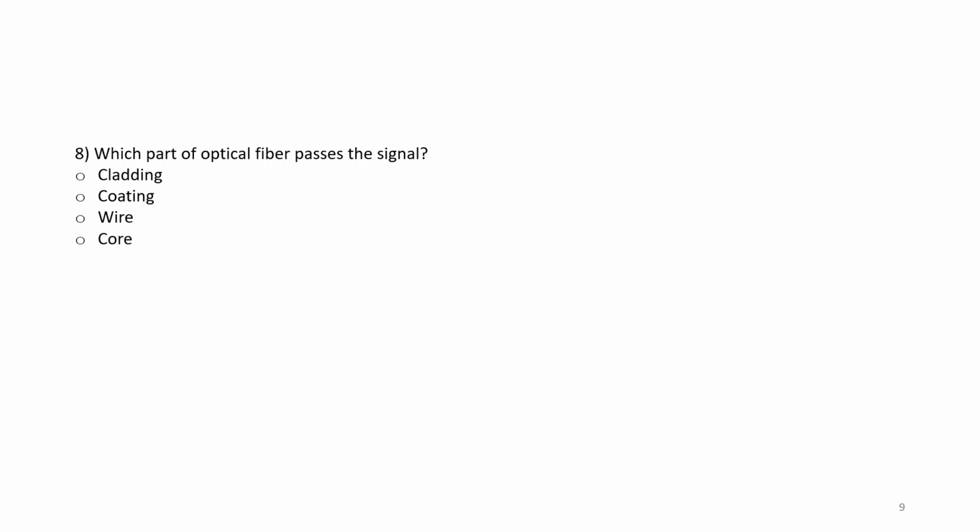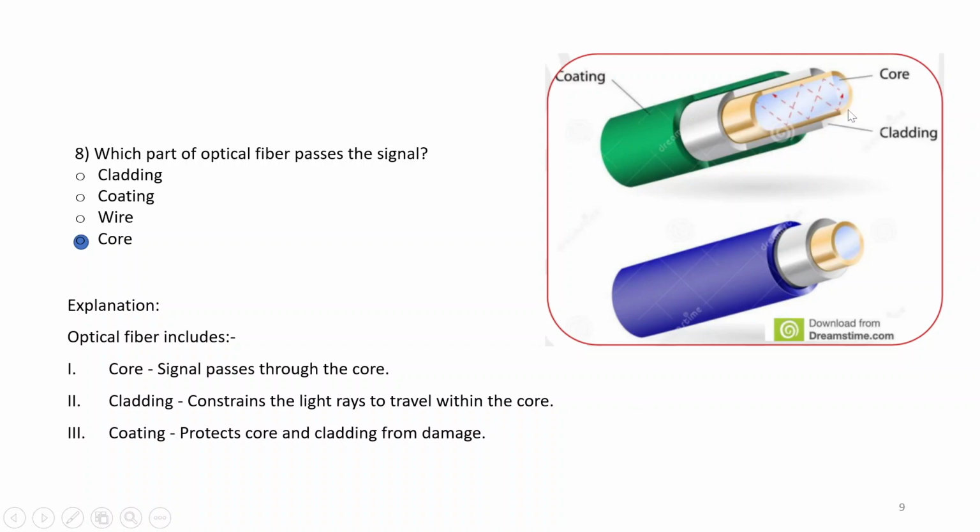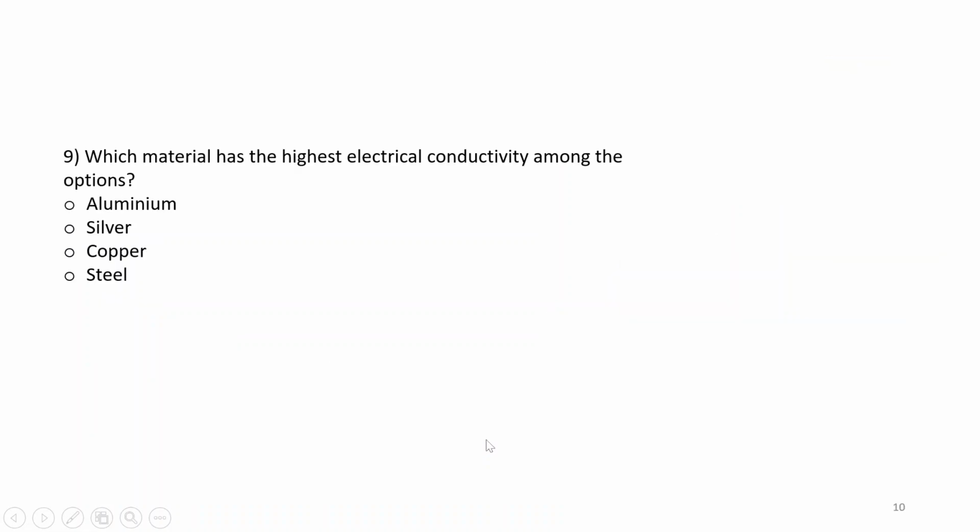Next question is, which part of optical fiber passes the signal? Your options are cladding, coating, wire and core. So core is the part of optical fiber which passes the signal. Here you can see the inside part is the core, then there is cladding, then there is coating. The optical fiber includes the core, through which the signal passes, the cladding, which constrains the light rays to travel within the core, and the coating, which protects the core and cladding from damage.